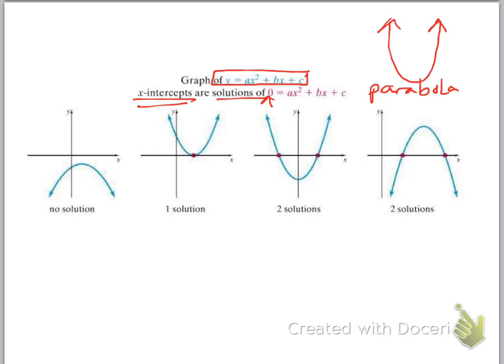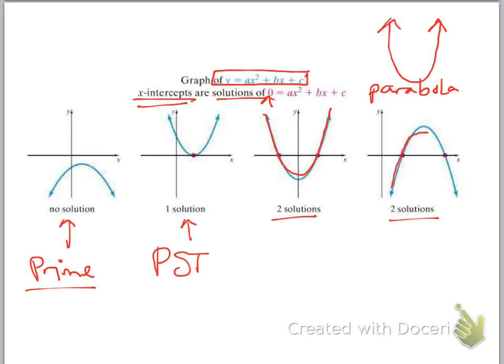It is possible to get no solution. And the way you would get no solution is that you cannot factor it, that it is prime. It is also possible to get one solution. That's going to happen when it's a perfect square trinomial. 2 solutions is the most common result, and the U will either be smiling or frowning.